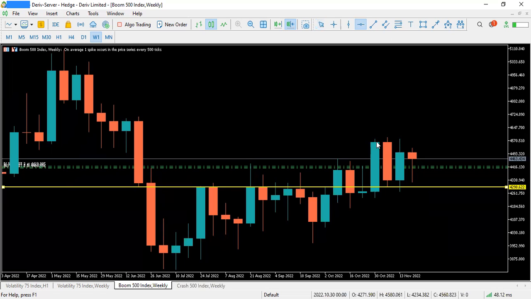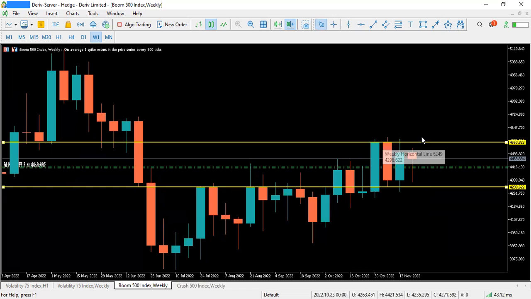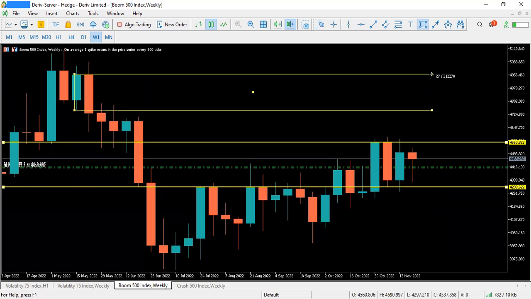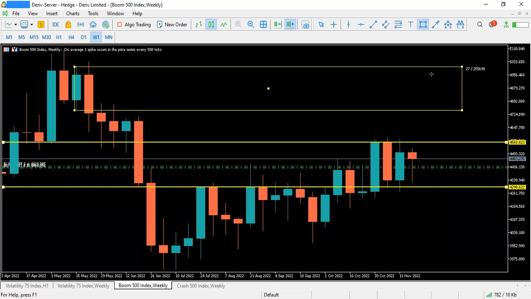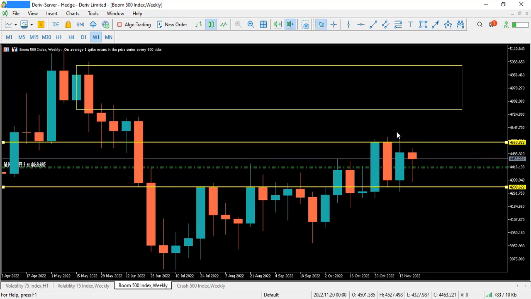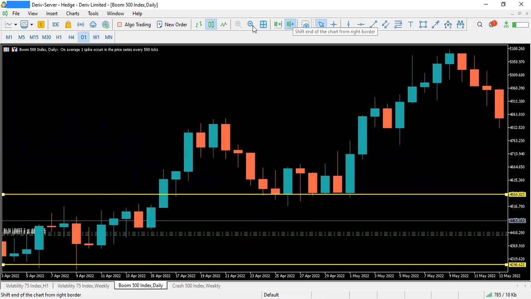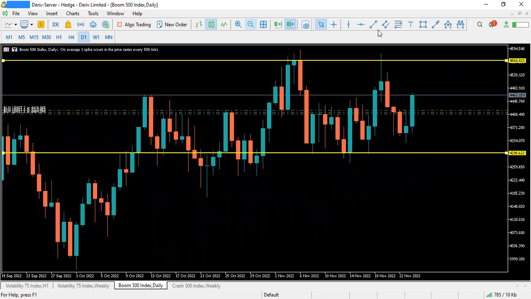So I have two levels here. This level is a major support. Boom to break to the upside, targeting at least this zone here, targeting the market to tap into this zone. So that's why I'm anticipating beautiful buying opportunities for Boom 500.